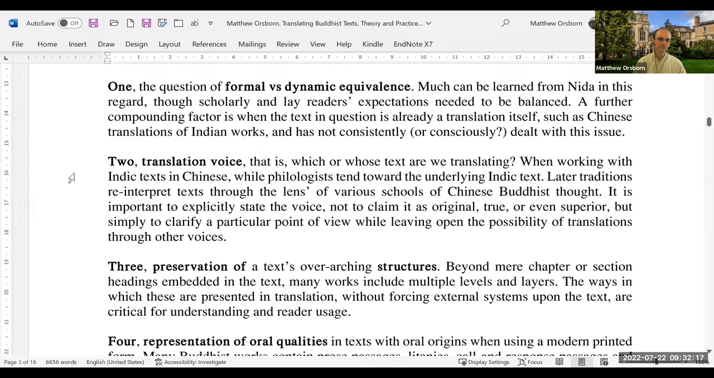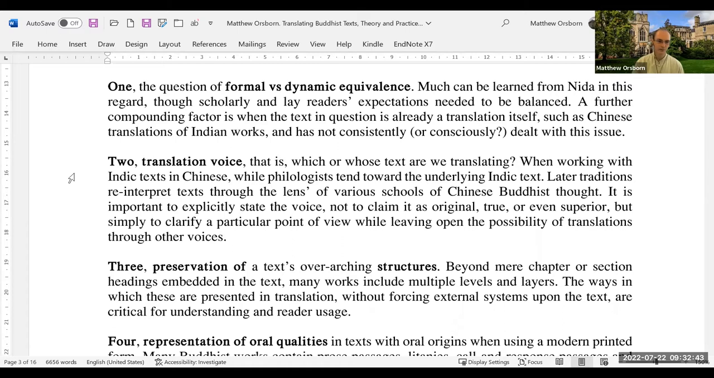The first is the question of formal versus dynamic equivalence. Much can be learned from the great biblical translator Nida in this regard, though scholarly and lay readers' expectations need to be balanced. A further compounding factor is when the text in question is already a translation, such as Chinese translations of Indian works, and has not consistently or consciously dealt with this issue.